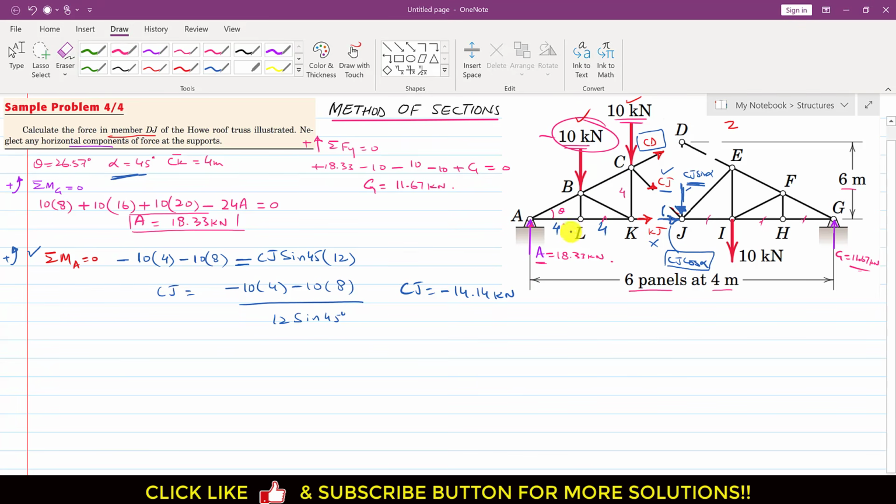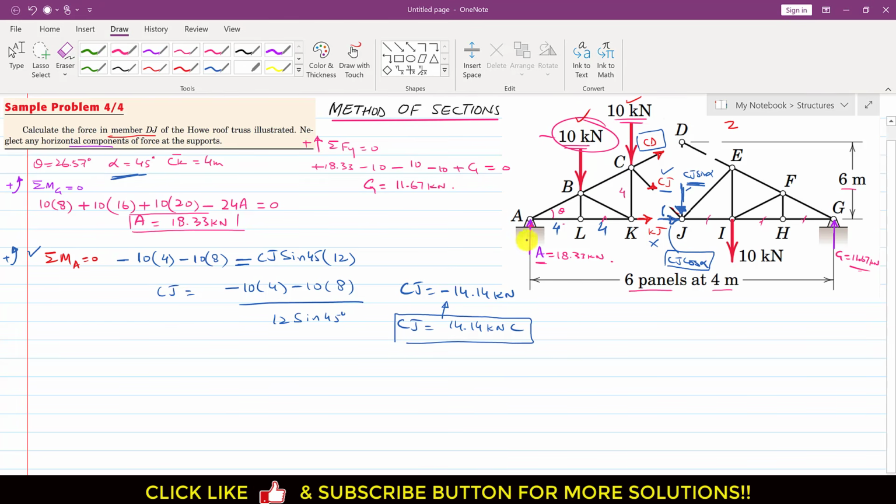And as we can see, this Cj is acting away from this point C, but since we have a negative sign here, this means that the direction of Cj is in the opposite direction. So this means that Cj is acting towards the joint. So Cj magnitude is 14.14 kilonewton, and this is a compressive force, since it is acting towards the joint. So now we know the Cj member force.